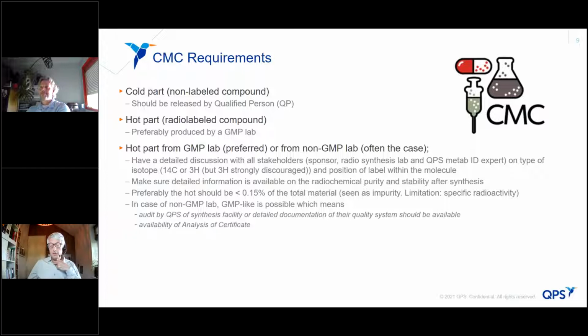Chemistry, manufacturing, and controls for radiolabeled compounds is one of the most important aspects. Thorough preparation is required. This is especially the case for the position of the radiolabel and the used isotope. Preference is to use carbon-14 and build this isotope in the IMP at a position that is not lost in an expected metabolite.